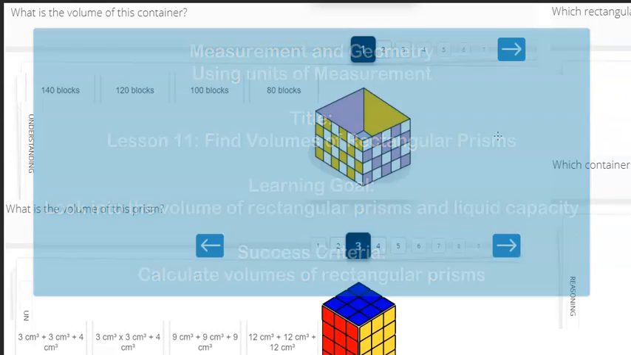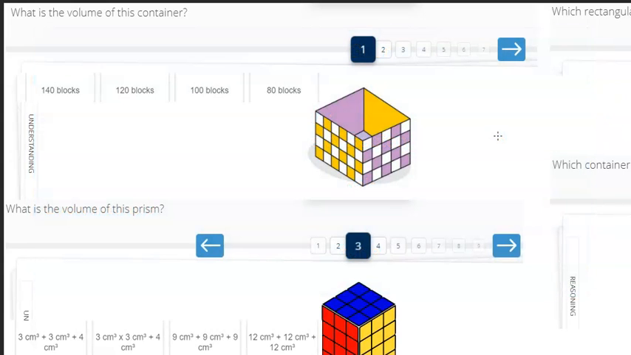Now the volume of a rectangular prism is a relatively simple formula and we have seen it in previous videos. To get the volume, you find the rectangular prism's length, you multiply it with the rectangular prism's width, and then multiply it with the rectangular prism's height. So with this one, what is the volume of this container?